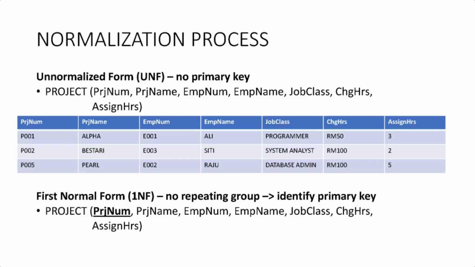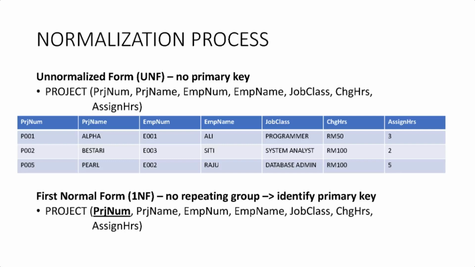And the unnormalized form, UNF, has no primary key. If you can see here, in the project relation schema, project number, project name, all these attributes are not underlined, so it means there's no primary key. Therefore, this is not normalized.